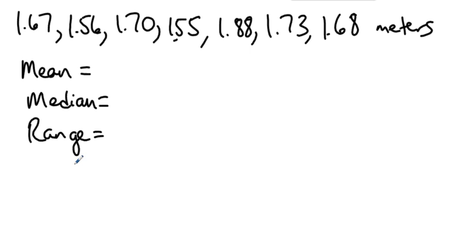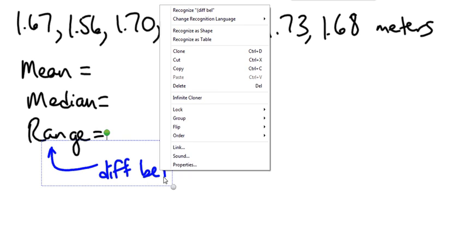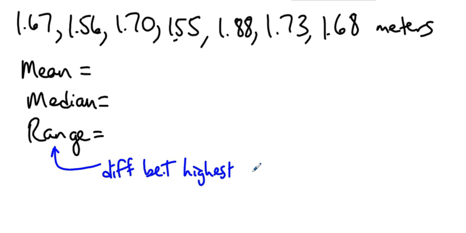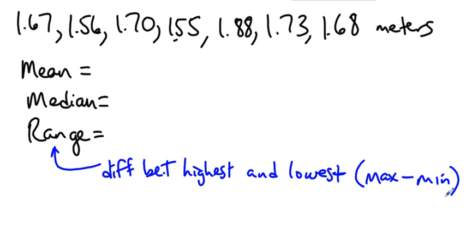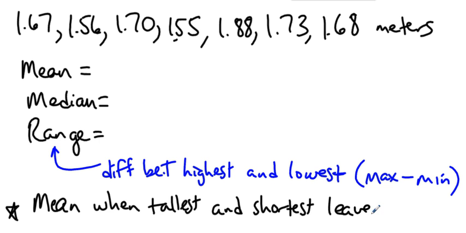Range is a measure of spread. It is the difference between the highest and lowest numbers in the list. It is literally the max minus the min. So you can find the mean and the median and the range. And then, as a curious bonus question, I want the mean when the tallest and the shortest of the boys leave. So if the tallest boy and the shortest boy say, "We're out of here, I can't stand this," then I want the mean of the boys who are left.